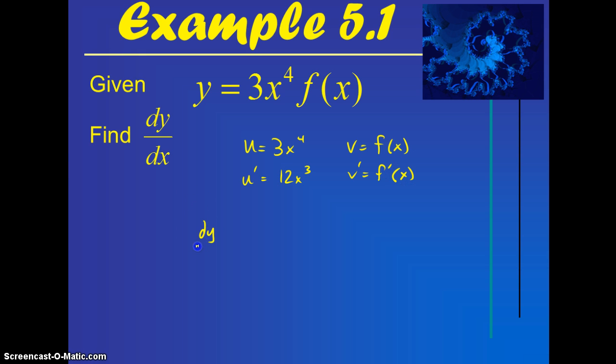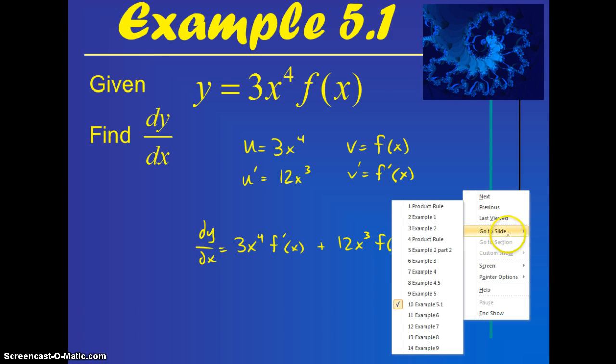So my dy dx is going to be u times v prime, which is f prime, plus u prime times v. And I'm all set up. This is a fantastic test problem because if you know what you're doing, it's very straightforward. And if you don't know what you're doing, I find out really quick. Hint, hint.